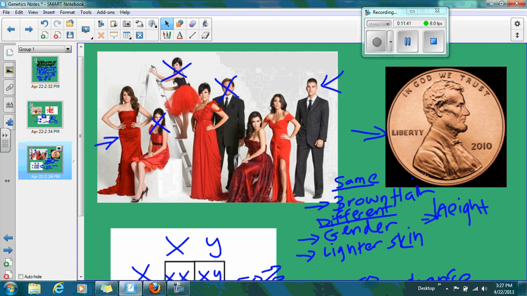So I hope you guys write down any questions you have. I hope this helps make genetics make a little bit more sense, and these are important terms you need to know. Law of independent assortment, law of segregation.